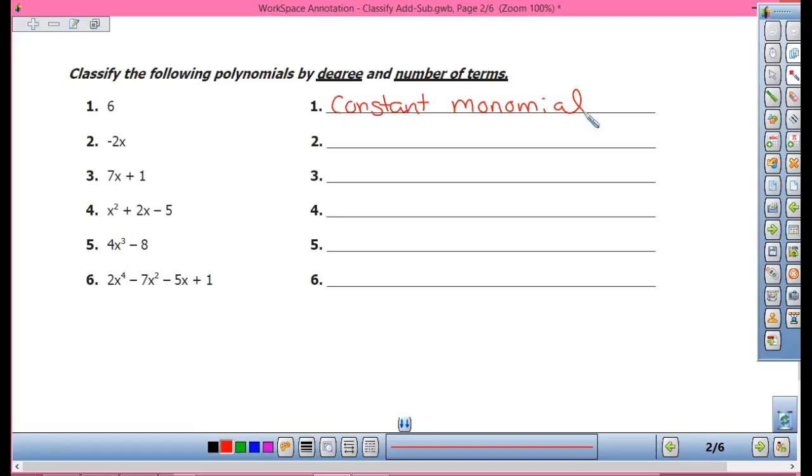Okay, number 2, the highest exponent? No, 1. It's x to the first power. So that makes it linear. Is it a binomial? Are there 2 terms? No, there's still just 1 term, so it's a monomial again, yep. Okay, number 3, highest exponent is 1, so it's linear again. Only this time, how many terms are there? 2 terms, so that makes it a binomial, yep.